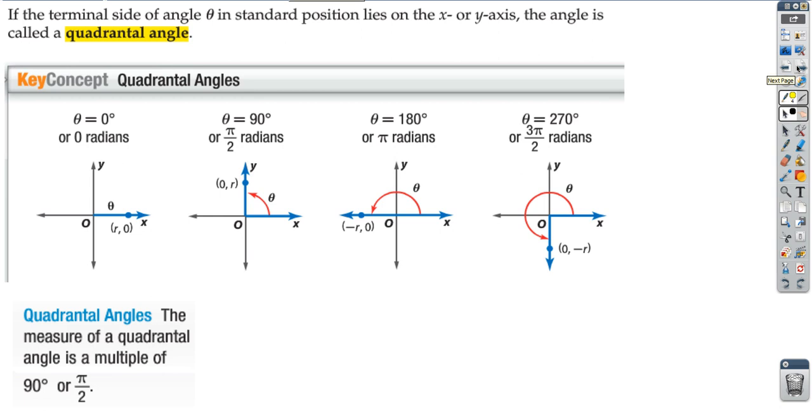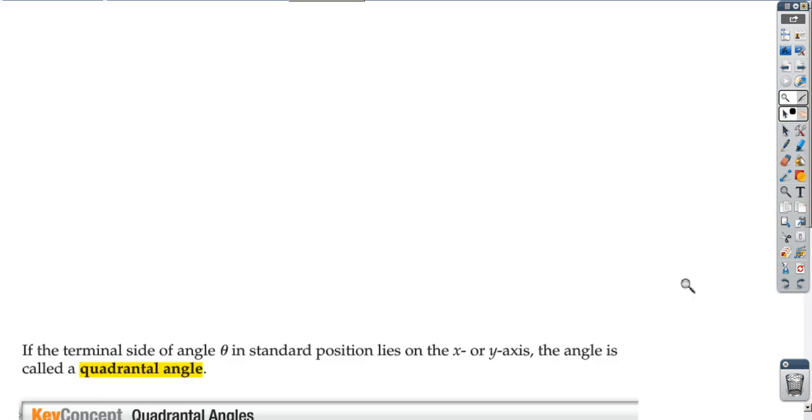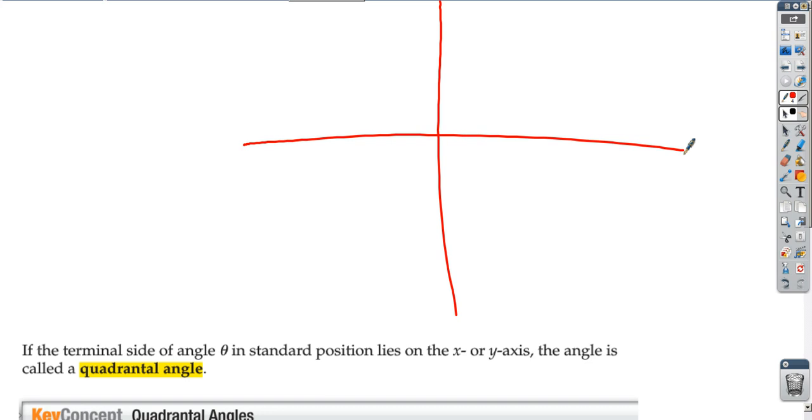Alright, there are 4 angles that are called quadrantal angles. Quadrantal angles are angles that intersect one of the axes. So let me just draw a bigger picture here. The 4 quadrants right here, this angle is before you've even started opening the angle, and that's 0 degrees, or in terms of radians, it would be 0 radians. You haven't even opened the angle.